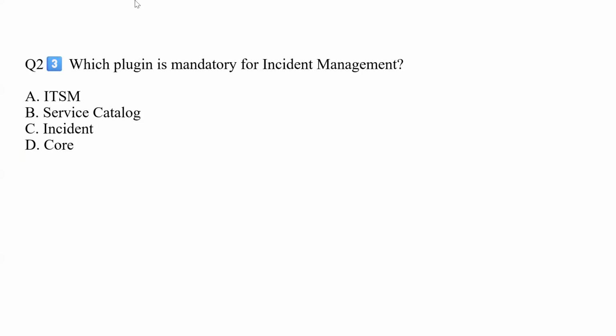Which plugin is mandatory for incident management? Option A, ITSM, option B, service catalog, option C, incident, option D, core. The correct answer is ITSM, because without the ITSM plugin, there is no incident table, no incident form, no incident workflows. So the ITSM plugin provides incident, problem, change, SLAs. Service catalog is for requests only. Incident is not a plugin. Core is a base system only. Incident belongs to ITSM only. So the answer is ITSM.